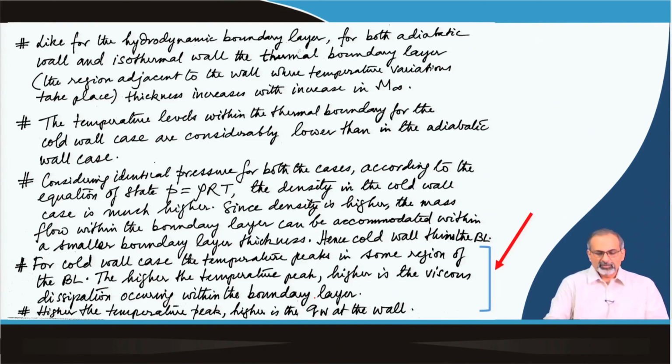And we talked about the cold wall case, where the temperature peaks in some region of the boundary layer. The higher the temperature peak, the higher is the viscous dissipation occurring within the boundary layer, and it is basically a manifestation of the increase in viscous dissipation that we see through the temperature peak. Temperature peak means higher heat transfer at the wall too.